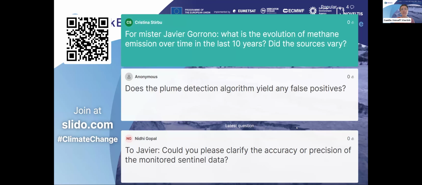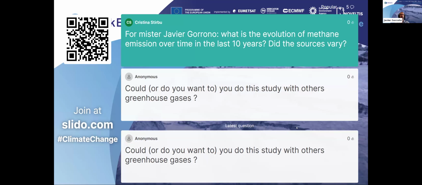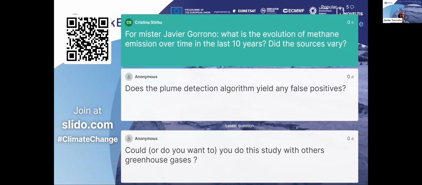Sorry. What is the evolution of methane emission over time in the last 10 years? Did the sources vary? Well, that is something I do not exactly... I've seen. Well, you can find the evolution at an absolute level of the methane, and it's always continuously rising. I think now it's 1900 parts per billion, so going from 1700, 1800 parts per billion. Then there was sort of a hiatus like 10, 20 years ago, and then it ramped up again.